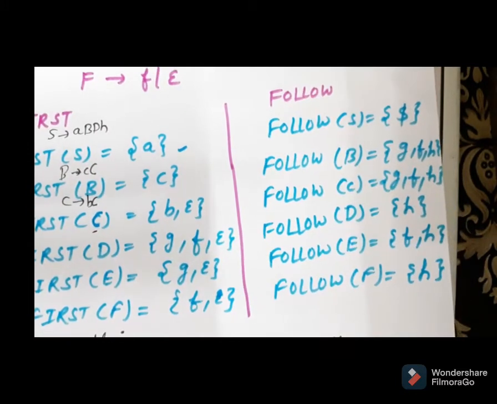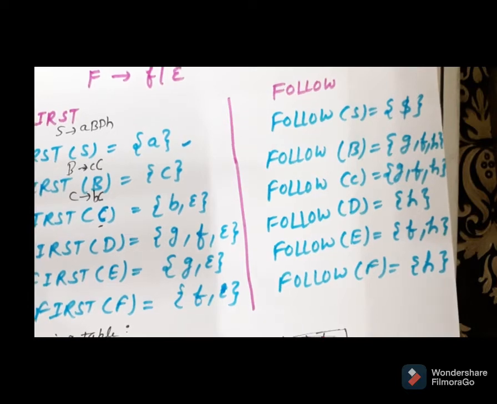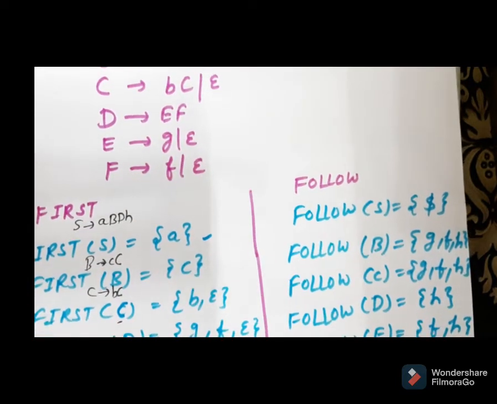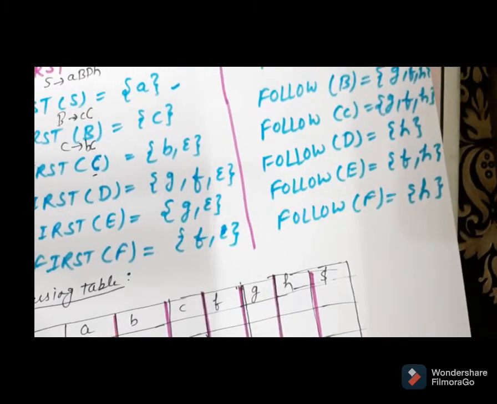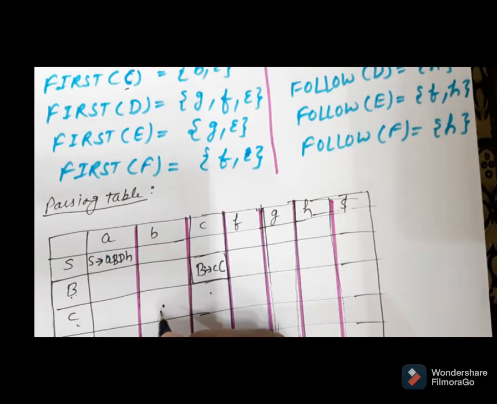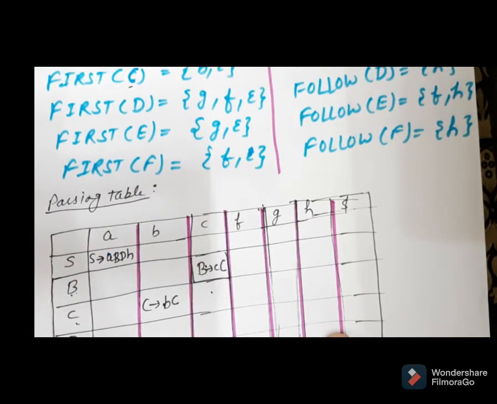So I have to write C, and then this C matches here. First of C is B, first of C is B. So column match here, and here I have to write C tends to BC. C tends to BC.